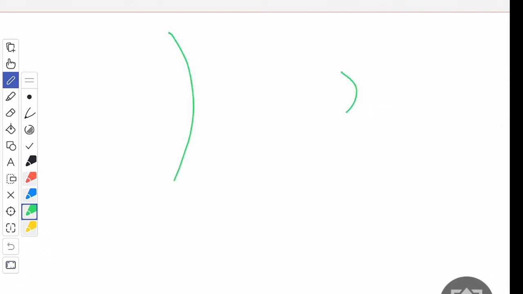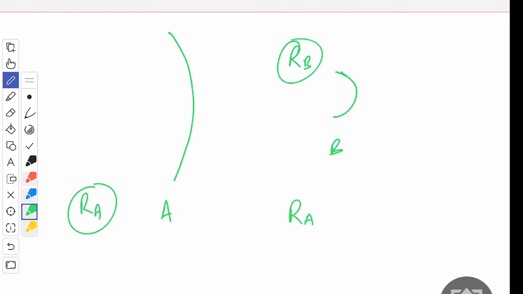In fact, a question for you. I want you to think and tell me. There are two mirrors. One mirror is like this, another mirror is like this. This mirror is A and this mirror is B. This has a radius of curvature I'm calling RA, and this has a radius of curvature RB. My question for you is, which is more? Is RA more than RB, or is RA less than RB? Think and tell me.